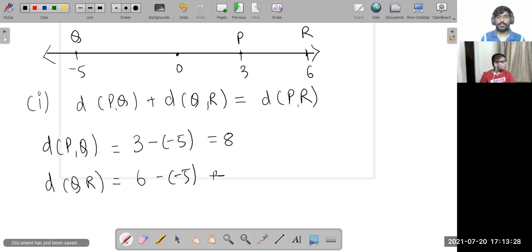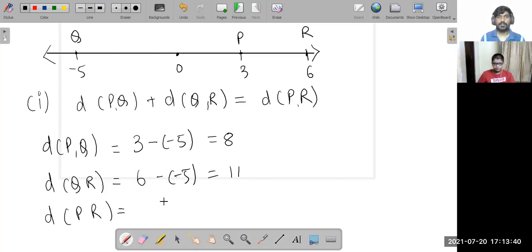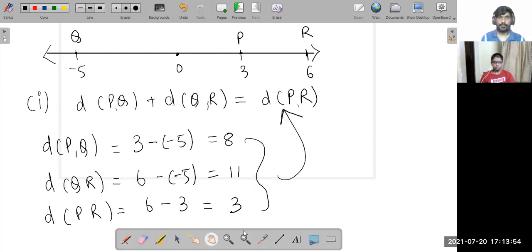That is 11. Then distance PR, 6 minus 3, correct? Which is 3. Now substitute all these values in this equation.